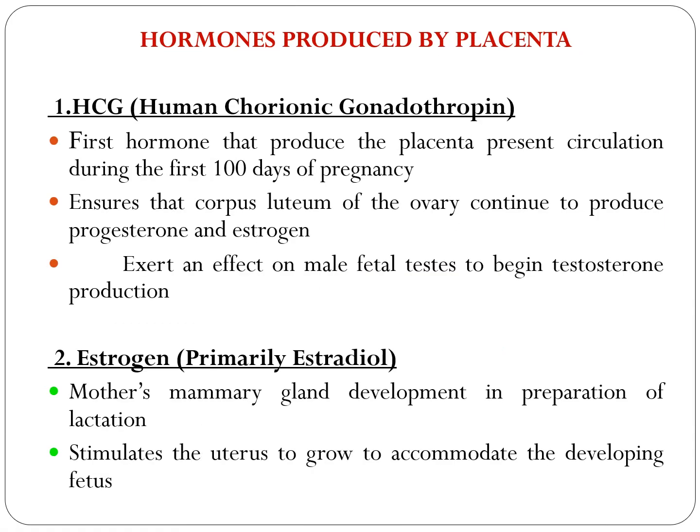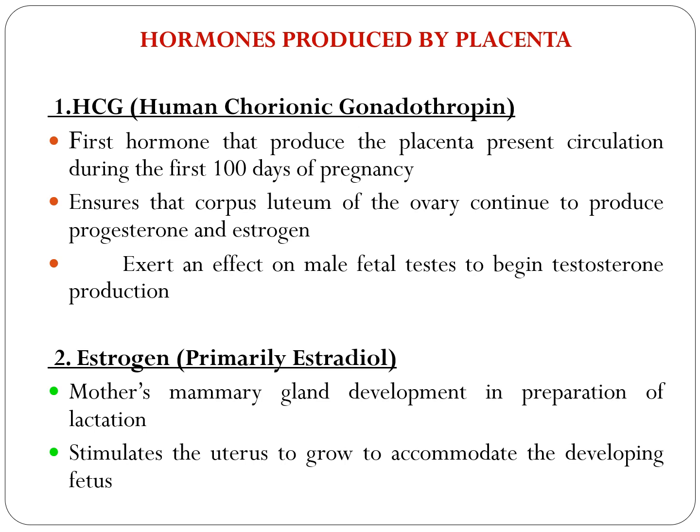First is the human chorionic gonadotropin, the first hormone produced by the placenta, present in circulation during the first 100 days of pregnancy. So yun yung dinidetect natin kung talagang nag-positive sa pregnancy test. It ensures the corpus luteum of the ovary continues to produce progesterone and estrogen, and also exerts an effect on the male fetal testes to begin testosterone production. So that's all for human chorionic gonadotropin or HCG.